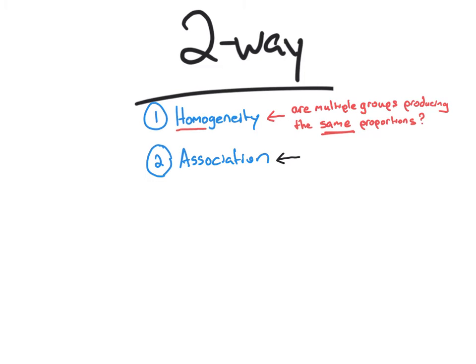Association. What is an association test for? And literally it's doing the same test, right? But it's saying, are the variables from a group independent of each other.